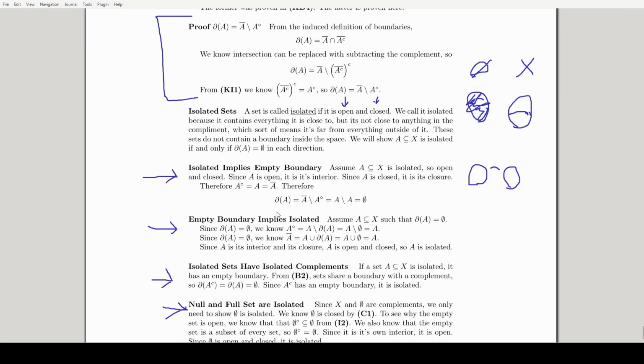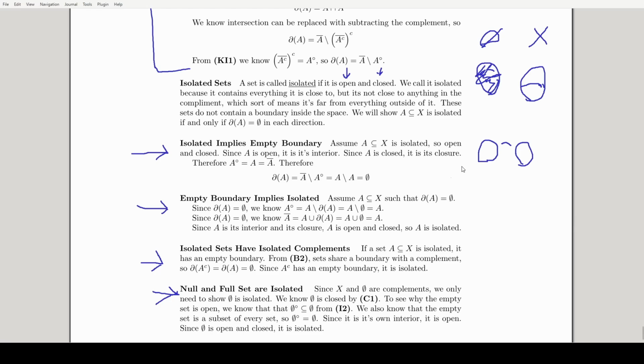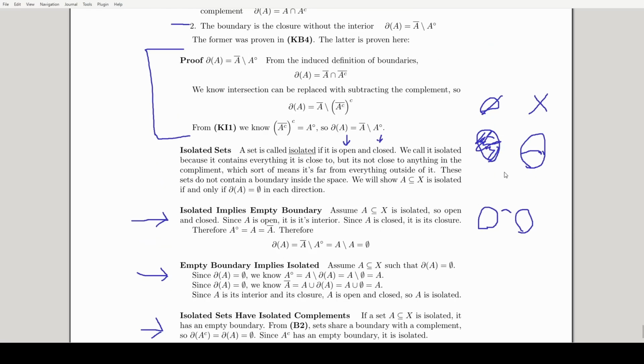And this concept is very useful for thinking about connected sets. Specifically, a set is connected if, like the real numbers, the only isolated sets are empty or full.